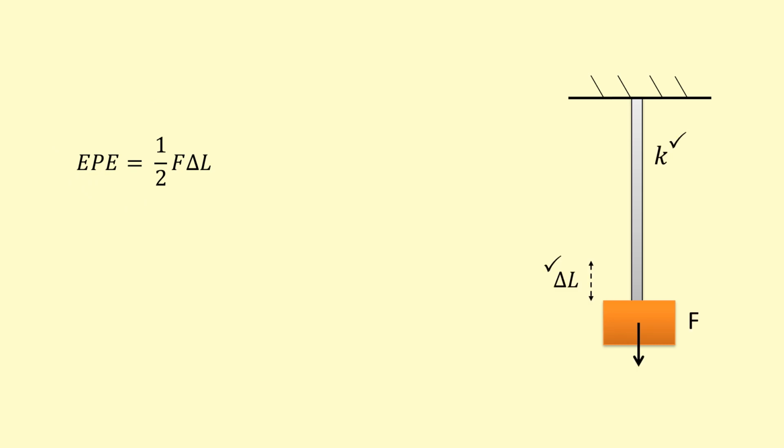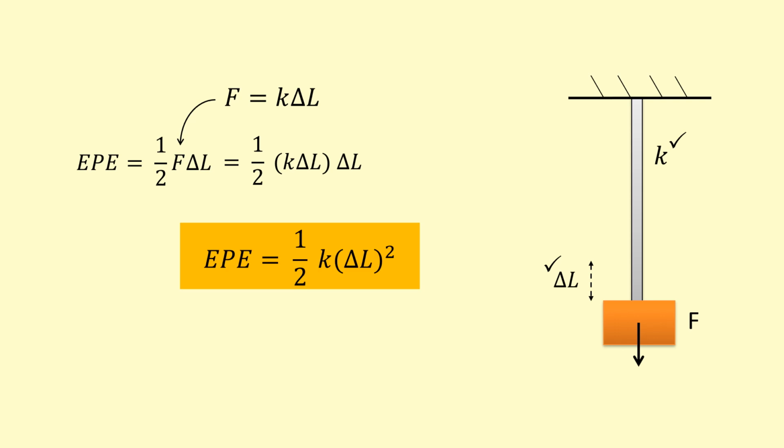But sometimes you'll have the spring constant and the extension instead, in which case you're going to have to get rid of the force from this equation. So I can use Hooke's law to get rid of the force. Instead of force, I'm going to write k delta L, and I'm going to expand that bracket, and that gives me a new equation for elastic potential energy. So elastic potential energy, of course, is measured in joules, the k, which is the spring constant, in newtons per meter, and the extension is in meters.